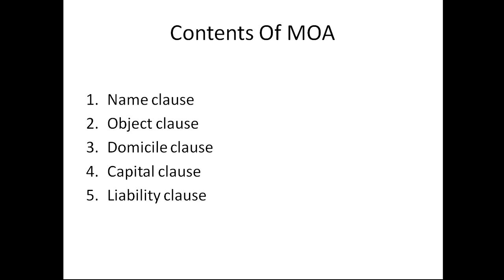In the object clause, it defines the main objects of the company and the incidental objects. In the domicile clause, the name of the state in which the company got incorporated shall be mentioned. In the liability clause, the liability of members according to the nature of the company must be mentioned. In the capital clause, the amount with which the company got incorporated and the classification of capital is required to be mentioned.